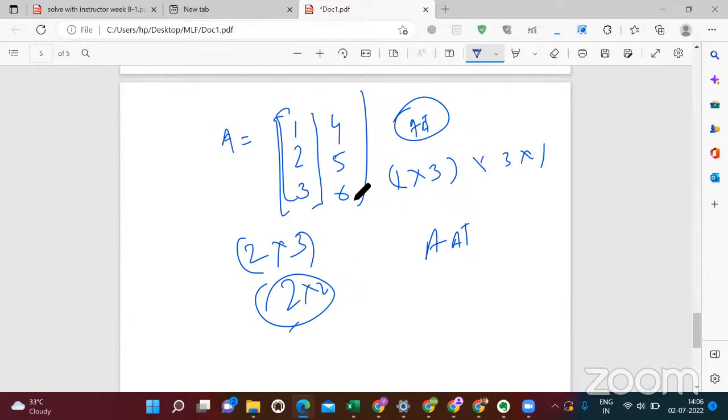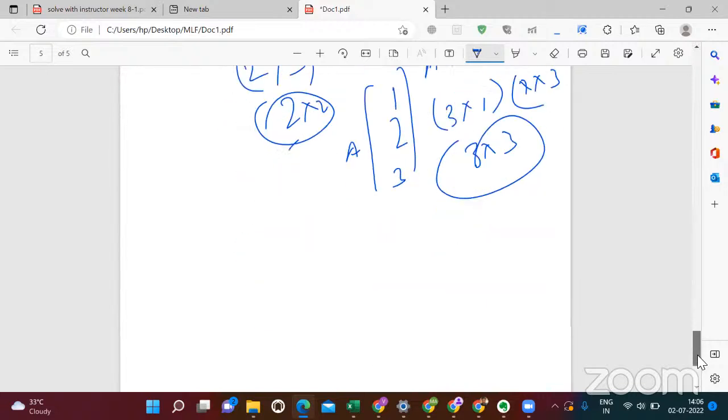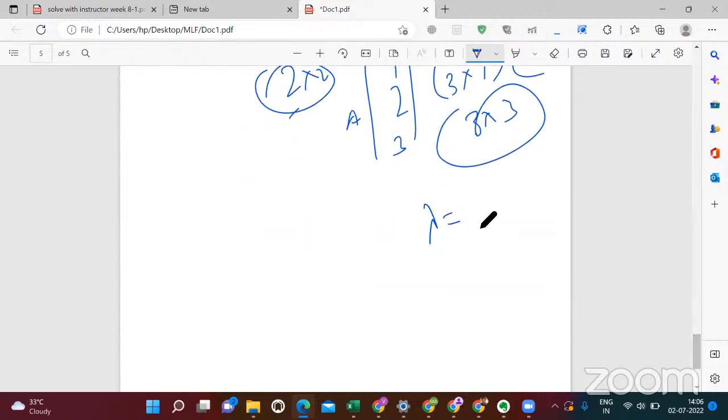You can try this sort of thing in the exam if somebody gets stuck. For example, if only this matrix is given and you try the 3 cross 1 and then 1 cross 3 product, you will get a 3 cross 3 matrix, and after you calculate the eigenvalues you'll get the same thing: lambda equals 1, 0, 0 only. This is not for this matrix, I'm just randomly telling you. You'll get the same thing.